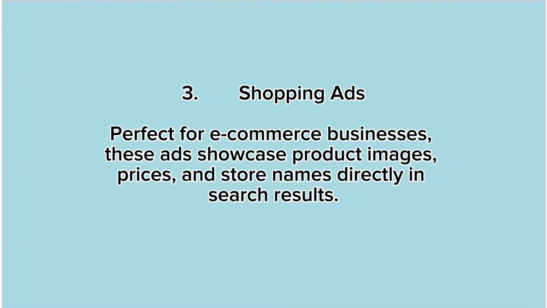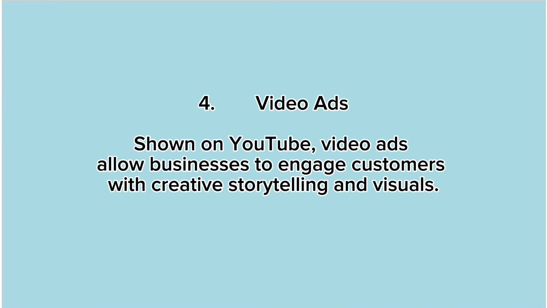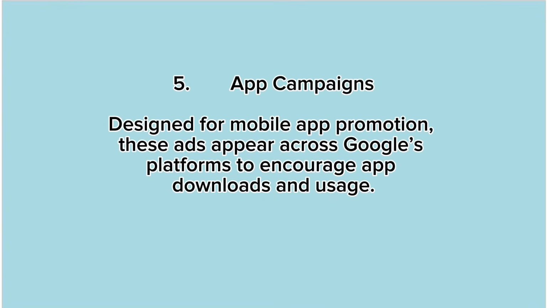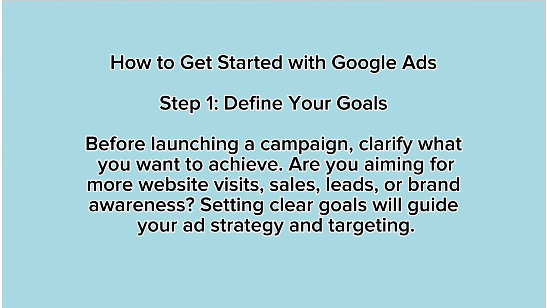3. Shopping ads. Perfect for e-commerce businesses. These ads showcase product images, prices, and store names directly in search results. 4. Video ads. Shown on YouTube, video ads allow businesses to engage customers with creative storytelling and visuals. 5. App campaigns. Designed for mobile app promotion. These ads appear across Google's platforms to encourage app downloads and usage. How to get started with Google Ads.